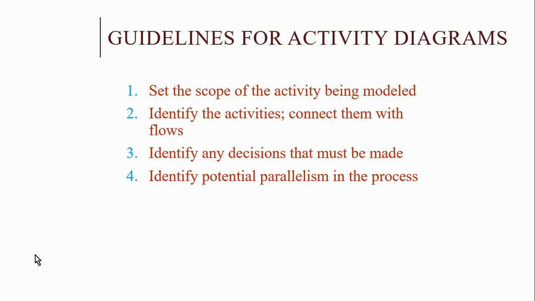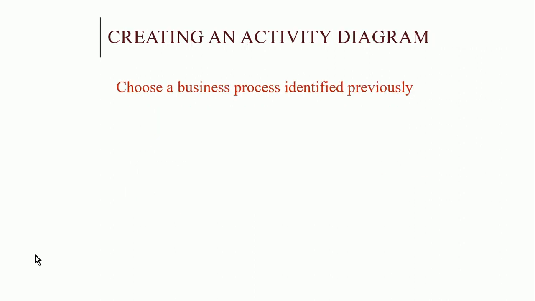And that's really important in software engineering, right? We want to make sure in software engineering that computers can do a lot of stuff at the same time. So we want to make sure that we're thinking about ways that we can bifurcate those activities. And then we're going to draw our activity diagram.